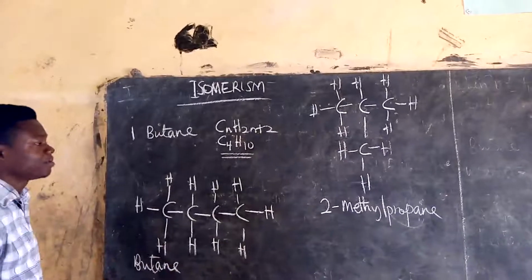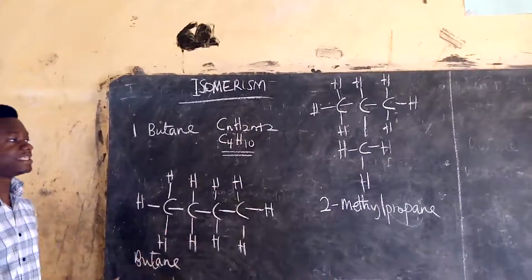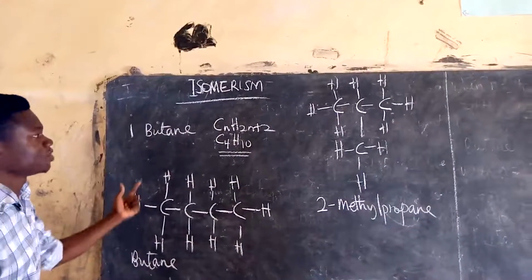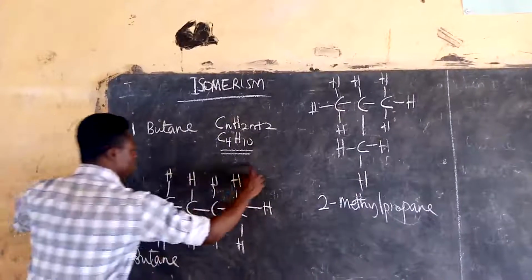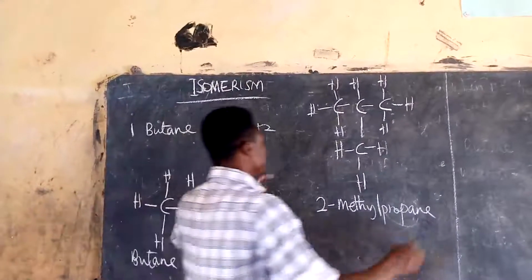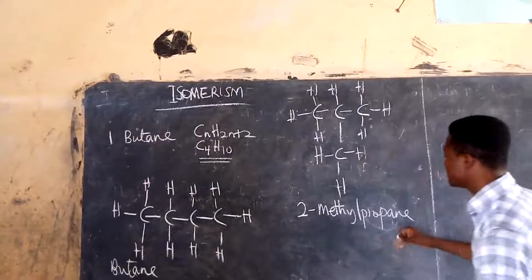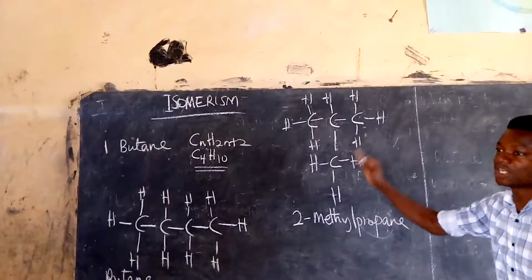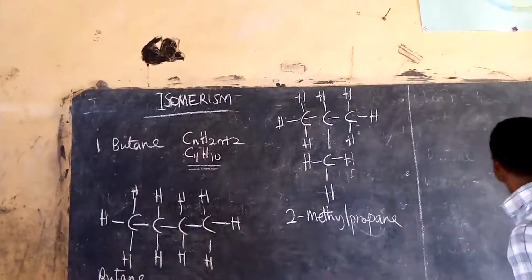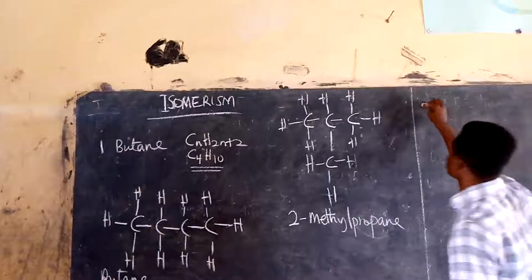You have the same molecular formula, but the structural formula is different. That's what we call isomerism. So this compound, butane, is an isomer, and 2-methylpropane is also an isomer. Okay, so let's take another example.